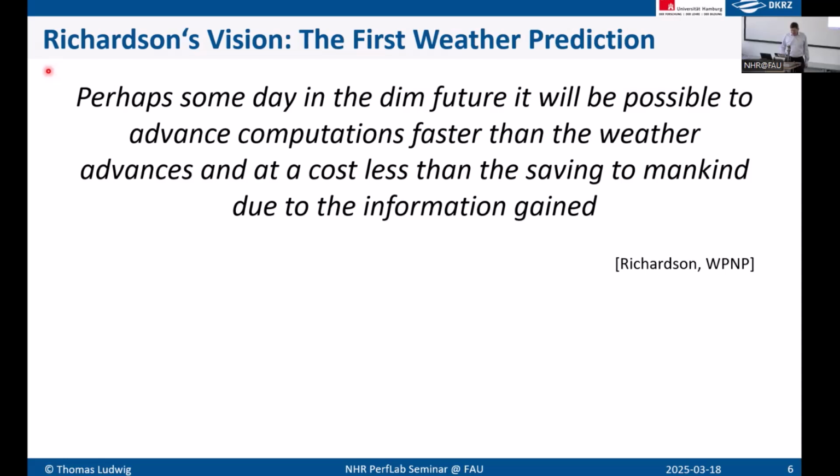So this is my famous citation from the book. Richardson says, perhaps someday in the dim future, it will be possible to advance computations faster than the weather advances, and at a cost less than the saving to mankind due to the information gain. The citation is important for several points. First, dim future. This is us. I mean, it started a bit earlier, but basically it's us. Then this point of doing it faster, because you want to predict something. You would like to finish your computation before the weather arrives, which was not the case in the old times, because it is said that Richardson did a hand calculation for 2 data points for a prediction of what a certain state of atmosphere should be in 6 hours, but it took him 6 weeks to do that hand calculation.